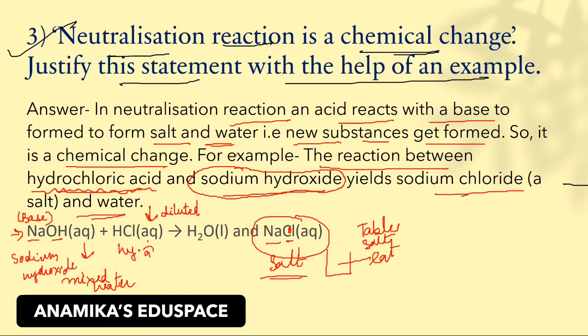So sodium chloride. Okay, sodium chloride is a salt, and the water which was mixed in this process is released in liquid form. That is H2O is water. Clear? So the reaction between hydrochloric acid, that is an acid, and the sodium hydroxide, that is a base, yields a salt, that is NaCl sodium chloride, and along with it some water. Clear, student? So this is a neutralization reaction and it is a chemical change because we are not getting back the substance, that is sodium hydroxide and HCl, from NaCl. Clear?